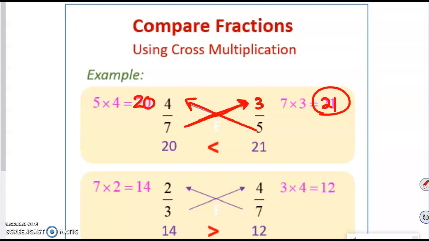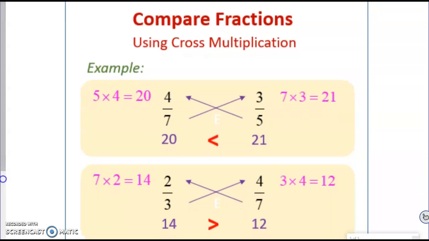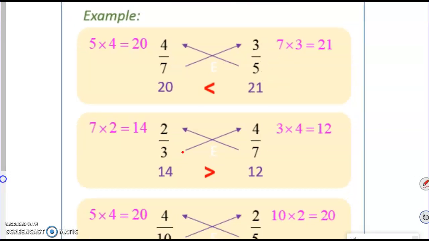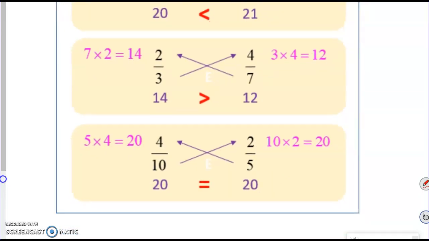And I can use these numbers to compare: 21 is greater than 20. So this can be a really quick way to compare fractions. Also, you just have to make sure that you are writing the correct product in the right place. So if I look at this second example, 3 times 4 and the 12 goes over here. 7 times 2 and the 14 goes over here. If you mix those up and put them in the wrong places, then you're going to end up comparing the wrong numbers. And the last example for that one, 10 times 2 is 20, 5 times 4 is also 20, so we can see that they're equal.